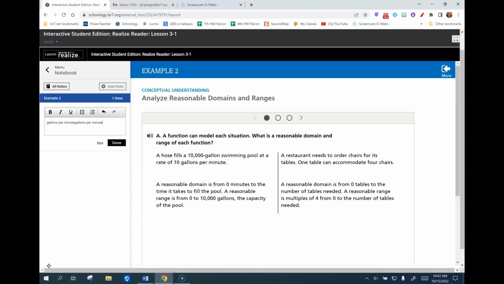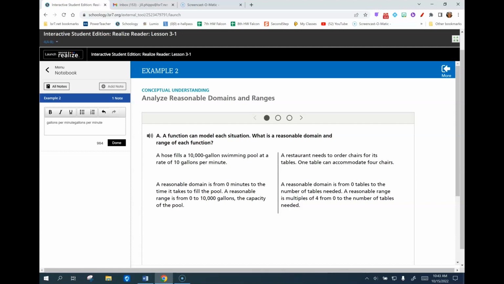Now, we didn't even get to this question yet, so we didn't get a chance to think about it. A restaurant needs to order chairs for its tables. One table can accommodate 4 chairs. So a reasonable domain would be the number of tables, from 0 on up. And the range would be multiples of 4, because I need 4 for each table. So since I need multiples of 4, I'd have 0 and 4 and 8. That's what it means by multiples.